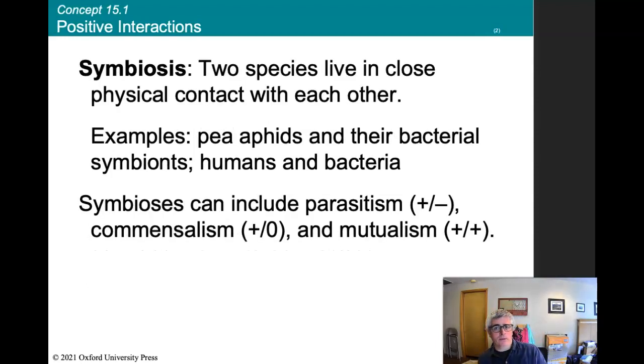So symbiosis is two species that live in close physical contact with one another. For example, pea aphids and their bacterial symbionts, or humans and the bacteria that live in our gut. Symbiosis can include parasitism, commensalism, and mutualism. So not all symbiosis is facilitation. Some symbiosis counts as facilitation, as in commensalism and mutualism, but you can have parasitic symbionts as well.